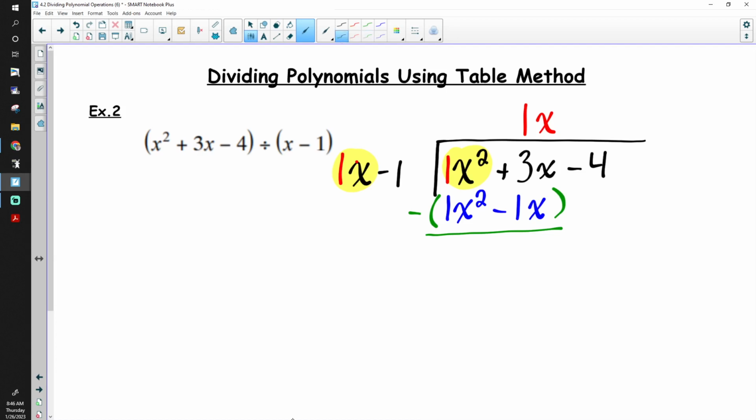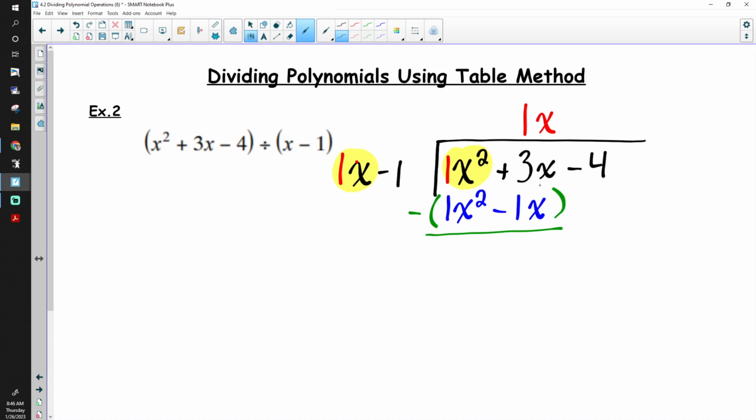Here's why. 1x squared minus 1x squared, of course, is 0. We want those to cancel out. And here's where the mistake goes wrong. What do you think most people write down for 3x minus negative 1x? 2x. Most people, even me, I will make the mistake too. You'll have to keep an eye on me.